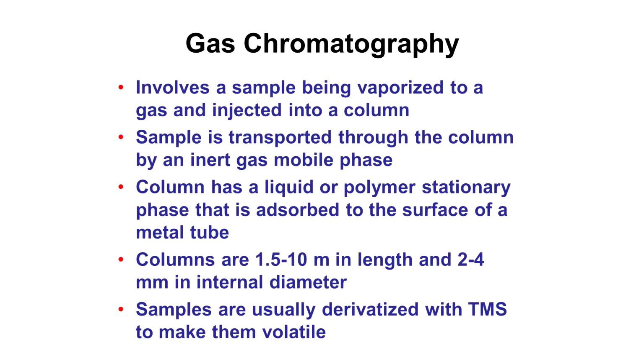So the column itself is a hollow tube. It's not filled with small particles. The tube is lined with essentially polymers that can be hydrophobic or sometimes hydrophilic, and it's the gas phase molecules that interact with the sides of that tube that allows you to get that partitioning. So instead of columns that are maybe 10 or 20 centimeters in length, columns in gas chromatography are up to 10 meters in length. And instead of having diameters of a few, 1 to 2 centimeters, they have diameters that are measured in millimeters. So they're very, very thin, long tubes.